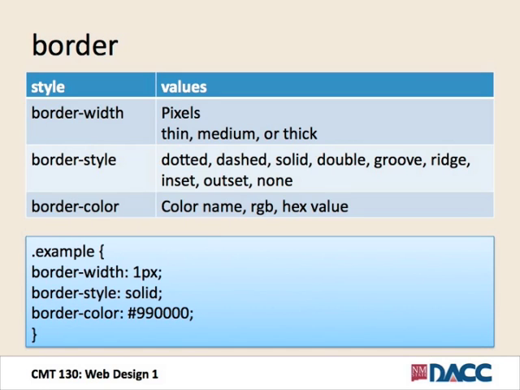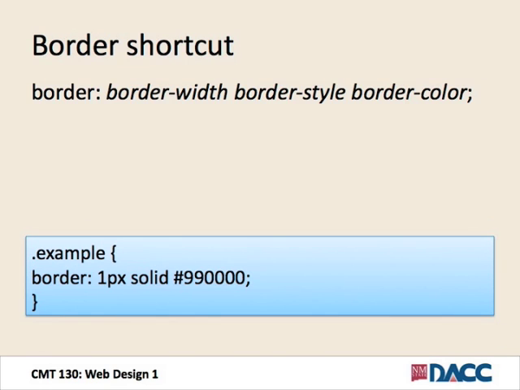There are several properties used to specify a border. Border width specifies the thickness of the border. Border style indicates whether the border will be dotted, dashed, solid, double, grooved, ridged, inset, outset, or none. Border color specifies the color. It can be a color name, an RGB value, or a hex value. Border is a shortcut for all these border styles. It should be specified in the order of border width, then border style, finally border color.